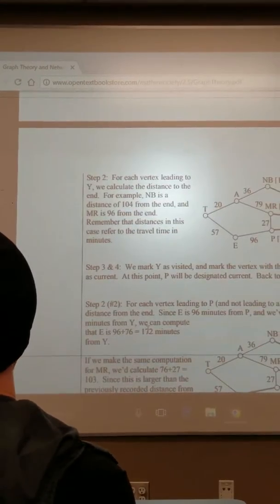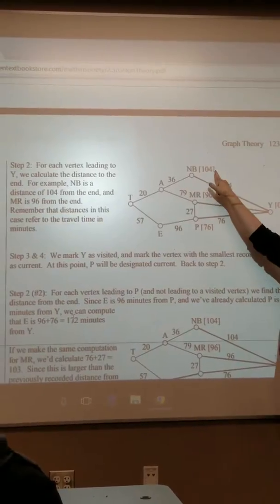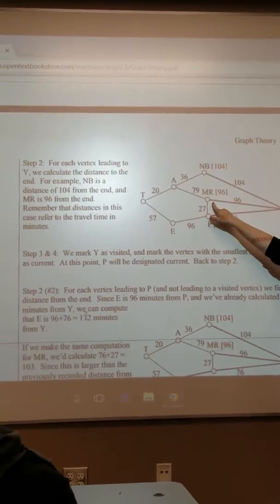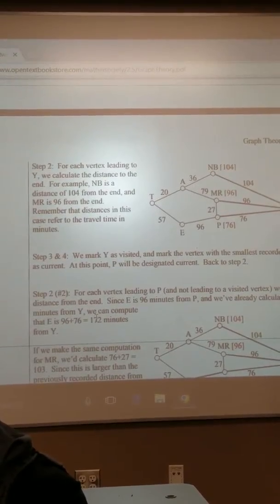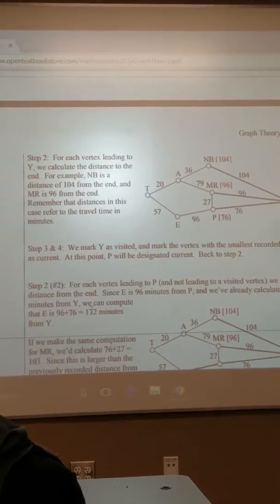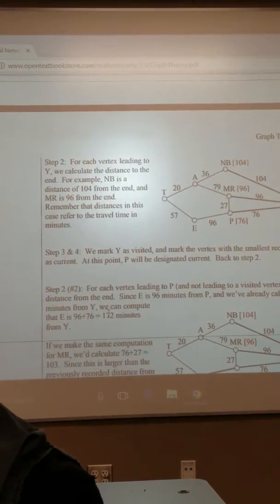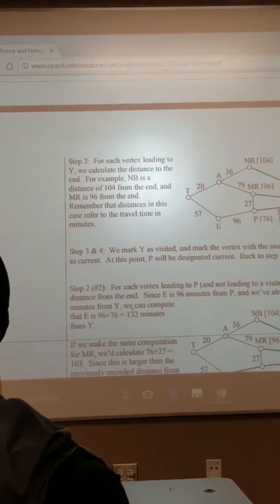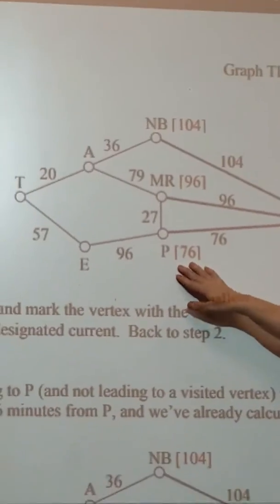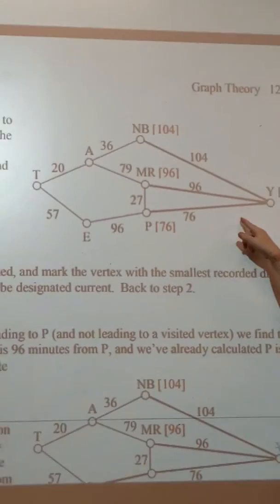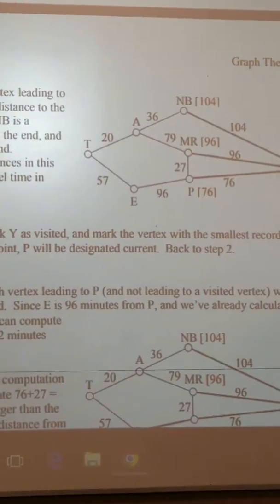So step 2, for each vertex leading to Y, calculate the distance to the end. For example, North Bend is 104 because it's 104 miles from North Bend to Yakima. Okay. If I'm saying Yakima wrong, it's the way I grew up saying it, so just be happy. And MR is 96, and Packwood is 76. Remember, the distances in this case refer to the travel time in minutes, not miles. Okay? Did I say miles? I think I did. Yeah.